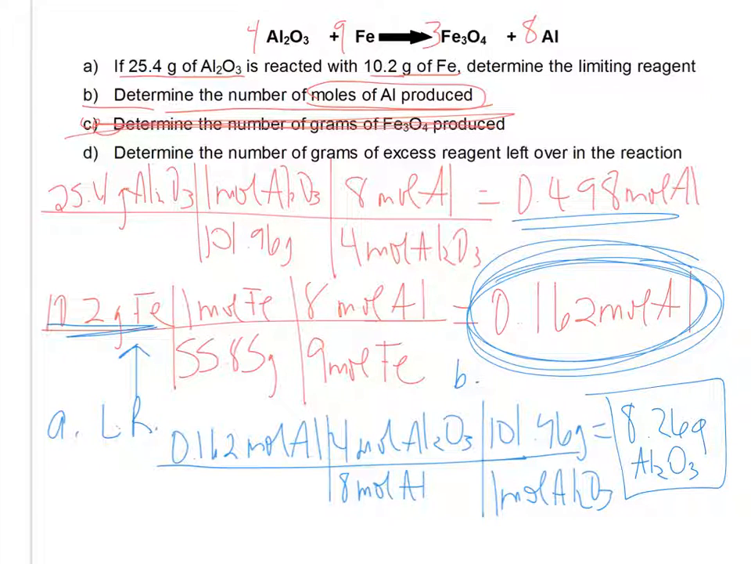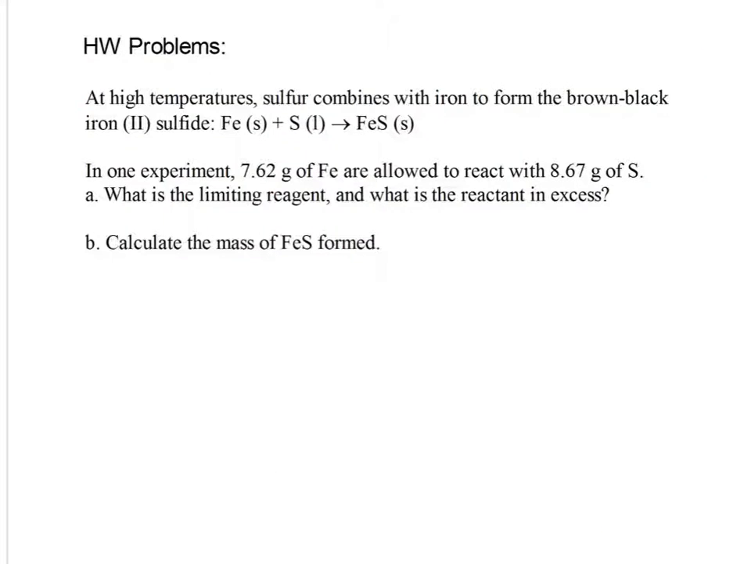So see, this is important with industry. How much am I going to have? How much will be left over? Because they're all about making money. So I want to use as much as I can and to have as much product as I can with as little reactants as possible. All right, try these homework problems. We'll check them in class.